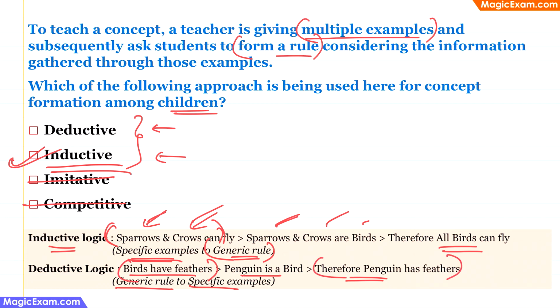So, in inductive logic, you use specific examples to move towards a generic rule, and in deductive logic, you use a generic rule to move towards specific examples. Therefore, you have to remember what is deductive and what is inductive approach. Here the correct answer is inductive.